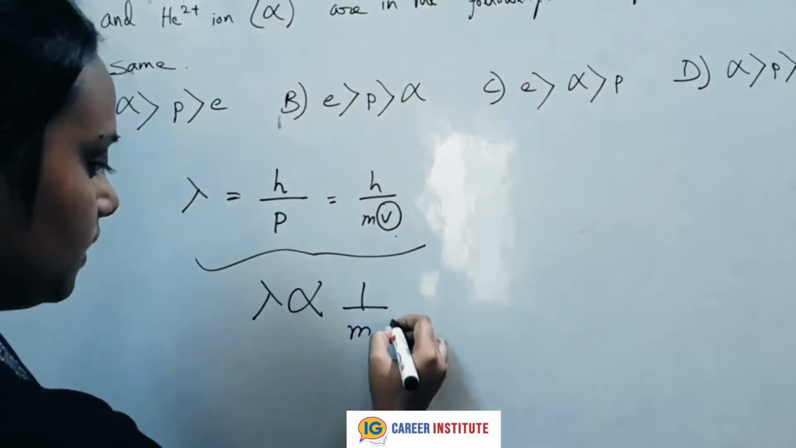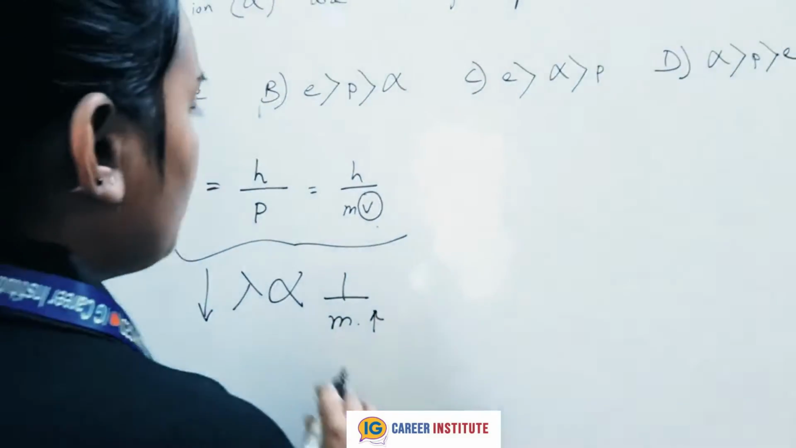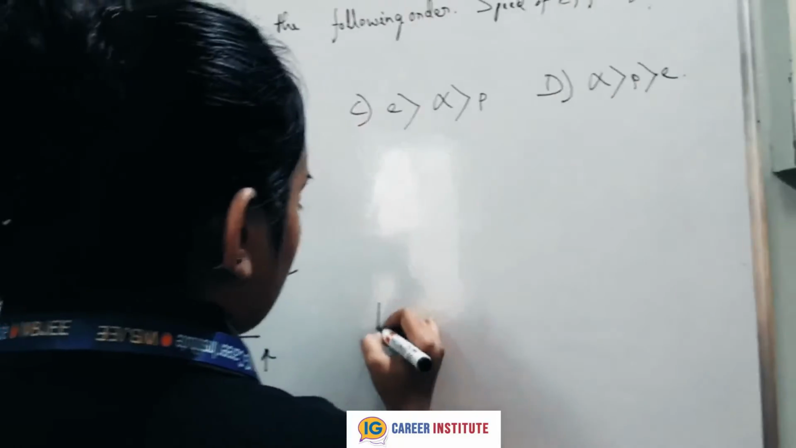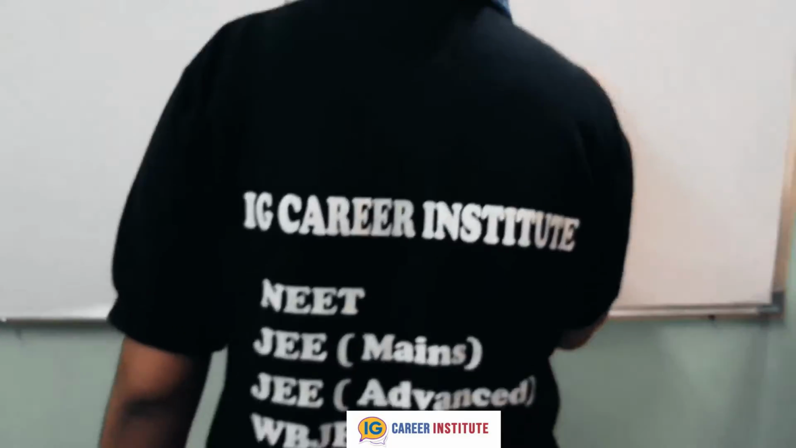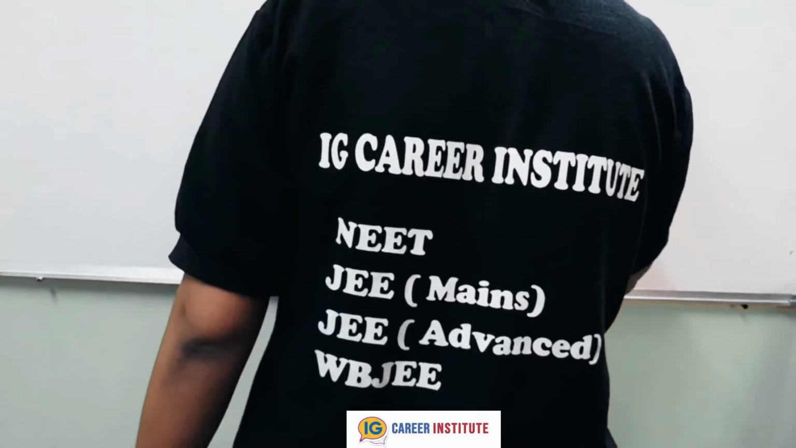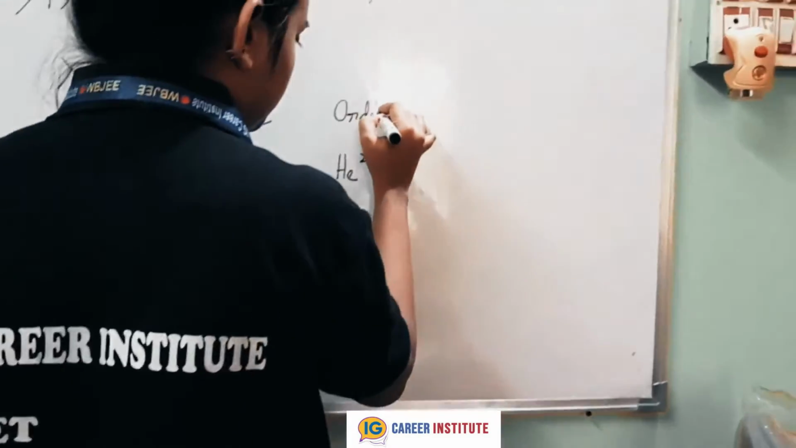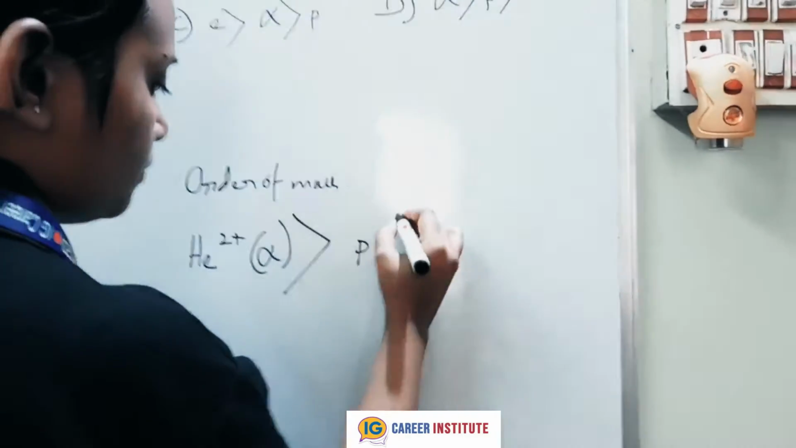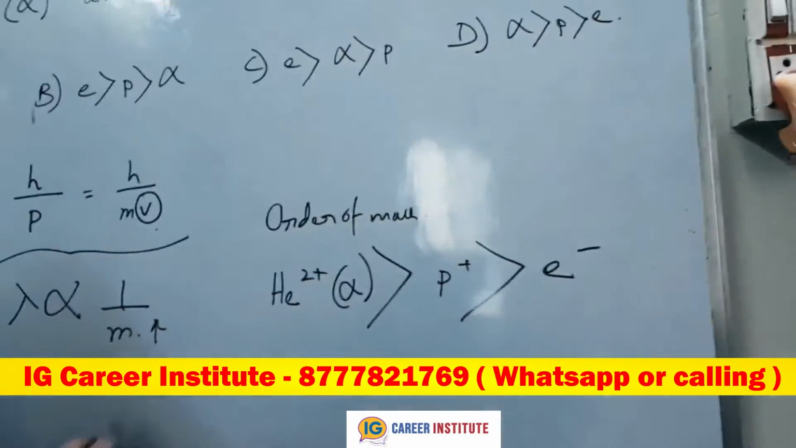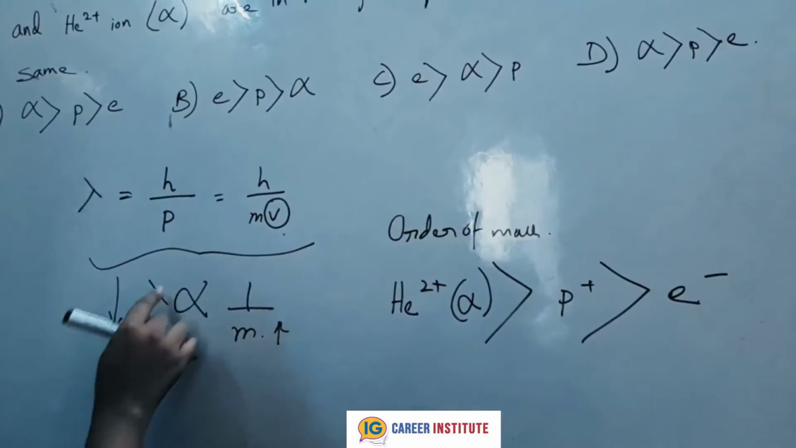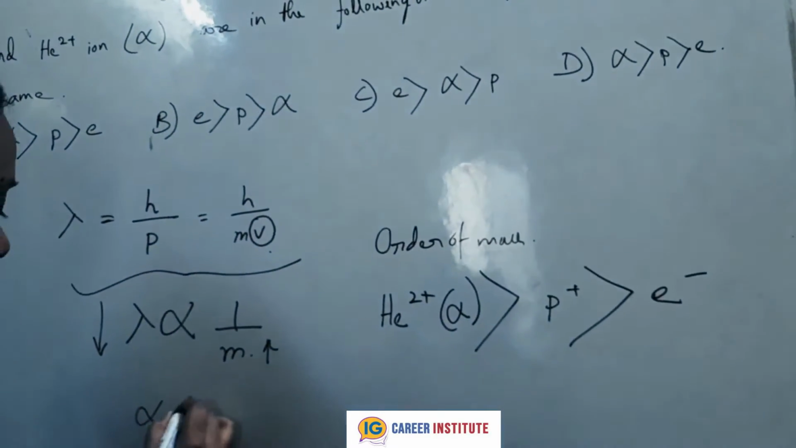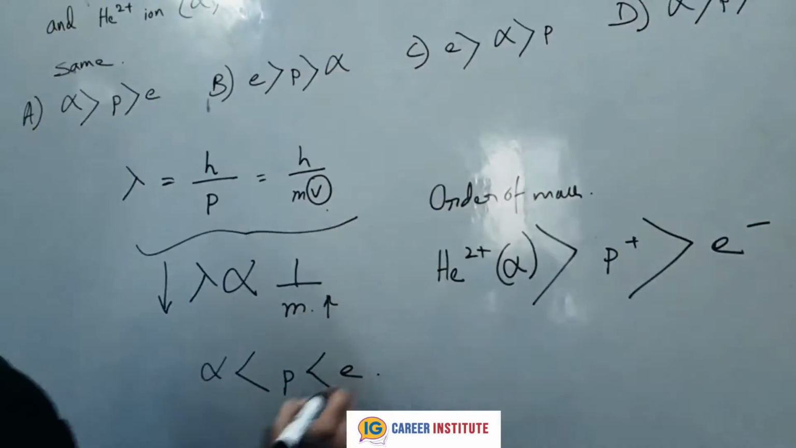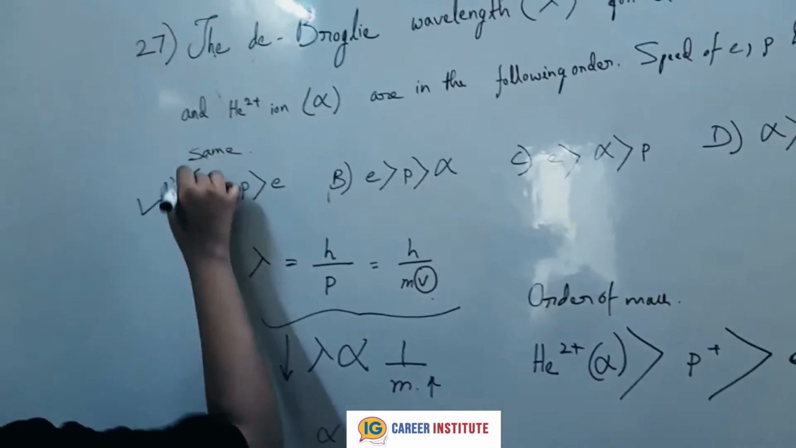So we have to compare with the mass. From this equation, lambda is directly proportional to 1 by m. So if mass is increasing, wavelength will decrease. Now we know the different masses of the electron, proton and Ag2 plus, that is alpha. Helium-2 has greater mass than a proton, which has greater mass than an electron. So the mass of helium-2 is maximum, so the lambda of He2 will be minimum. So alpha will have minimum wavelength, then comes proton, and then electron. So what is the correct order? That is option A.